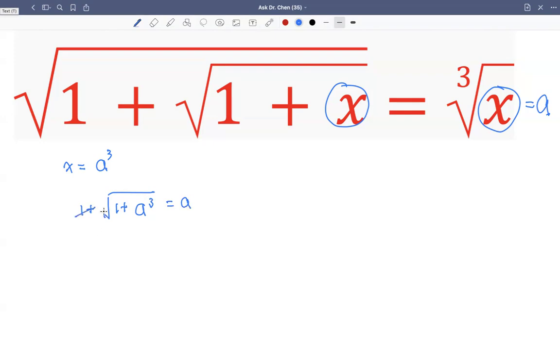So let's move this 1 to the other side, and it becomes a minus 1, right? Then let's square both sides to get rid of the square root sign. Then we have 1 plus a cubed on the left-hand side. On the right-hand side, a perfect square, which is a squared minus 2a plus 1. Well, let's move everything to the same side.